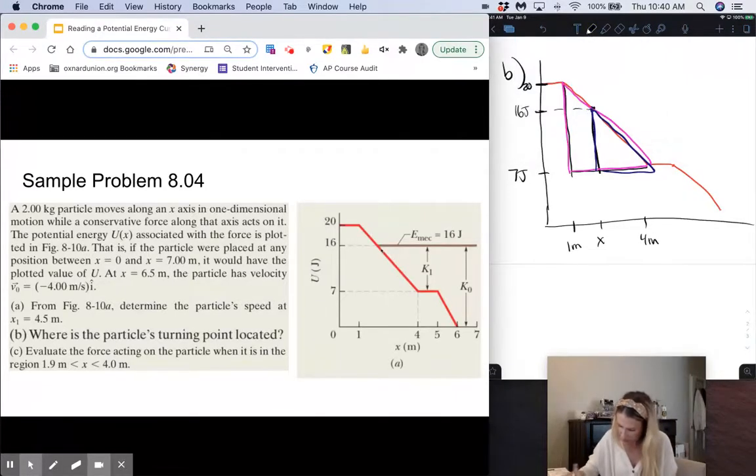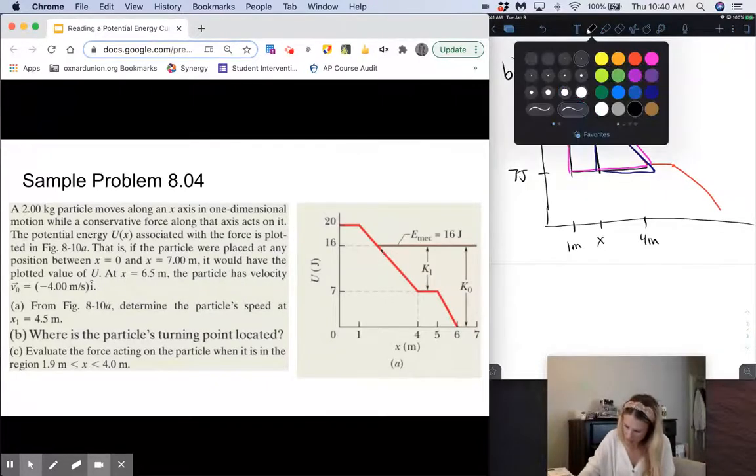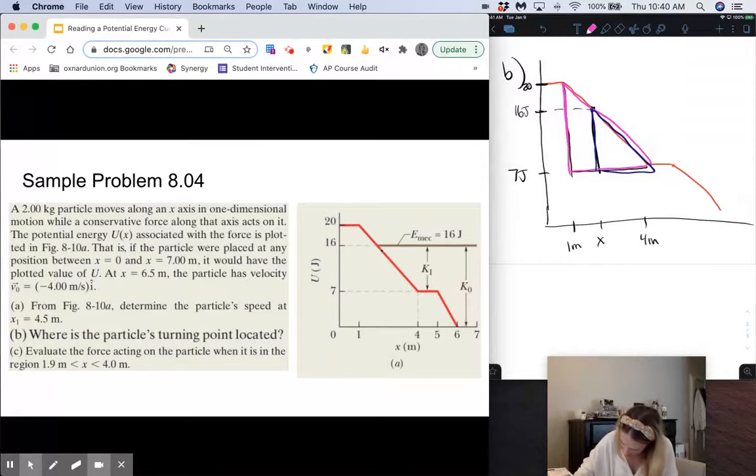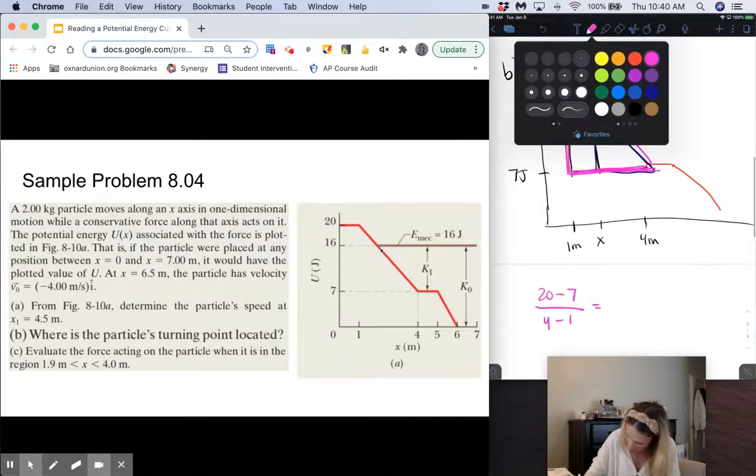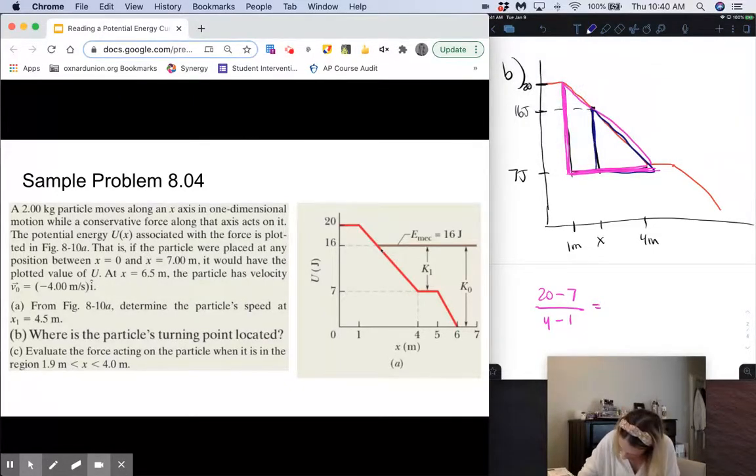So the way we're going to do this is I'm going to use my 20 minus 7 to get this length right here. So 20 minus 7 over, and then the bottom is going to be 4 minus 1. And then I'm going to match this up with 16 minus 7, because that's going to be equivalent to the 20 minus 7. And my bottom here is going to be 4 minus x.